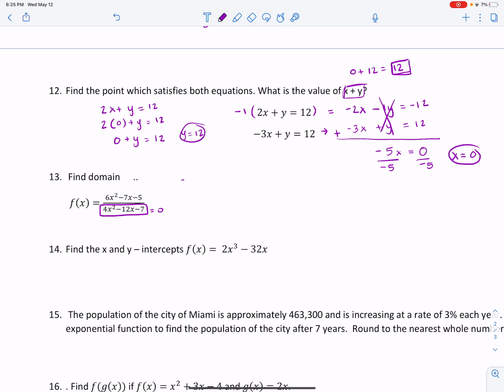4 times 7 is -28, and b is -12. So two numbers that multiply to -28 and add to -12, -14 and 2 will work. So x minus 14 and x plus 2. Don't forget to divide by a. Now simplify the fractions. Now kick back the denominators. So really this is 2x minus 7 and 2x plus 1. Make those both equal 0.